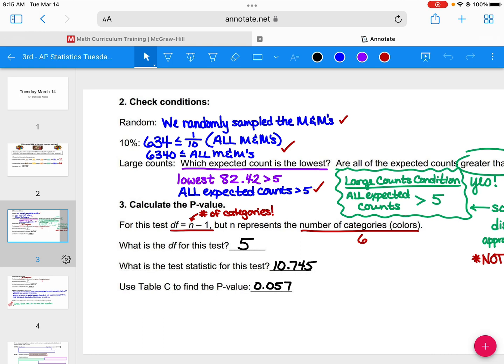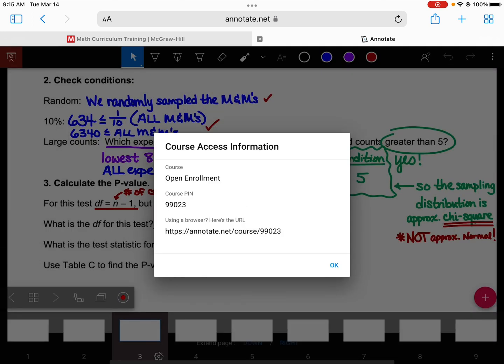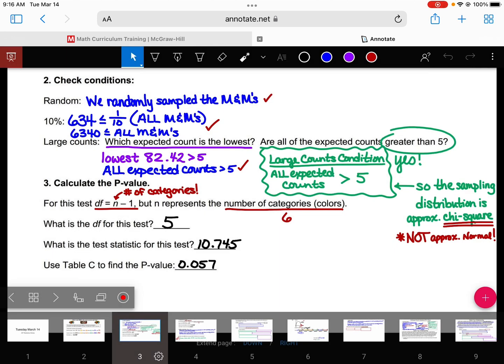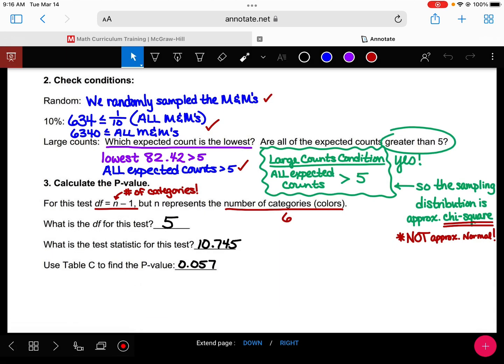Okay. Let me pull this back up. All right, so large counts for a chi-square test, so the sampling distribution is approximately chi-square, not approximately normal. We talked about this part yesterday too. The degrees of freedom is our number of categories, not our sample size. Our number of categories minus 1. So we had a degrees of freedom of 5. We already wrote down our test statistic. And we talked yesterday about how to find the p-value. We didn't use table C, we used our calculators. So far, so good on all of that? Cool.